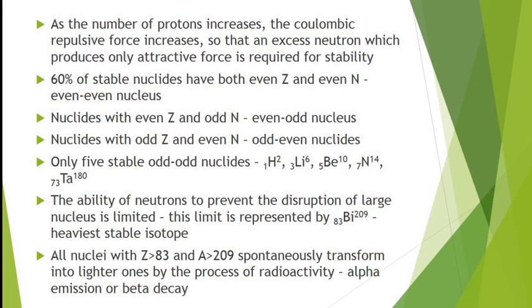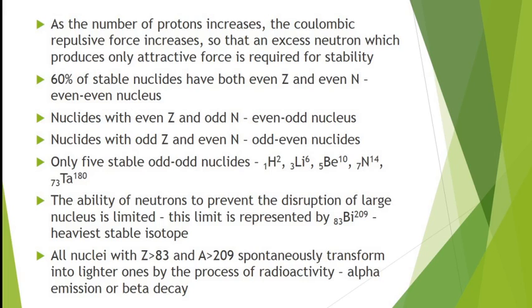So what happens to all the nuclei with Z greater than 83 and A greater than 209? That means after bismuth, what will happen to all those nuclei? Those nuclides are unstable. So what will they undergo? Radioactivity, the process of radioactivity. That means they are unstable.